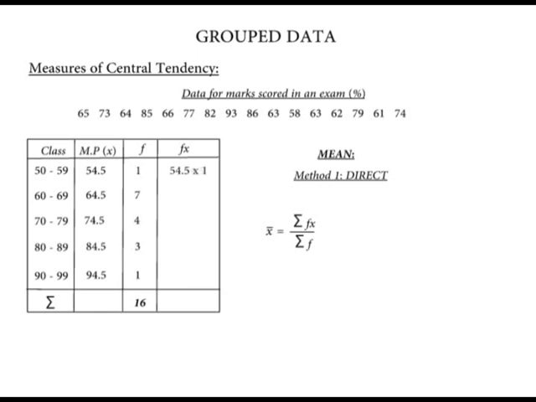54.5 times 1 is 54.5. 64.5 times 7 is 451.5. 74.5 times 4 is 298. If you proceed like that, you will get the fourth one, 253.5, and the last one, 94.5. The summation of frequency is 16. The summation of fx will be 1152. And therefore the mean is equal to 1152 over 16, giving us 72.